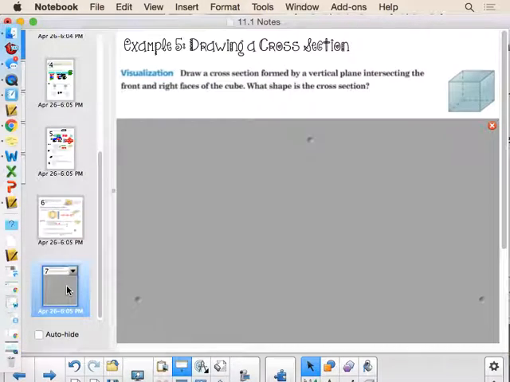All right, last example. We need the ability to draw a cross-section, okay? Now, to draw a cross-section, sometimes it's helpful to use the idea of the previous postulate in Chapter 1.